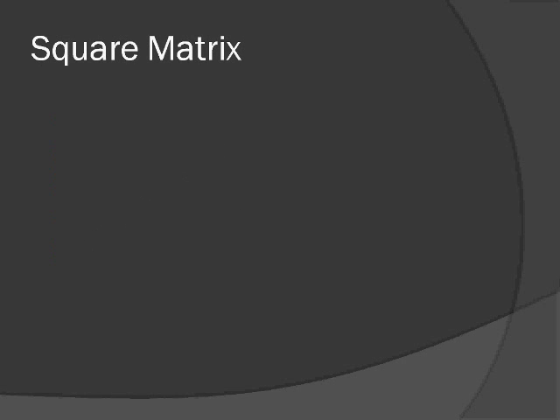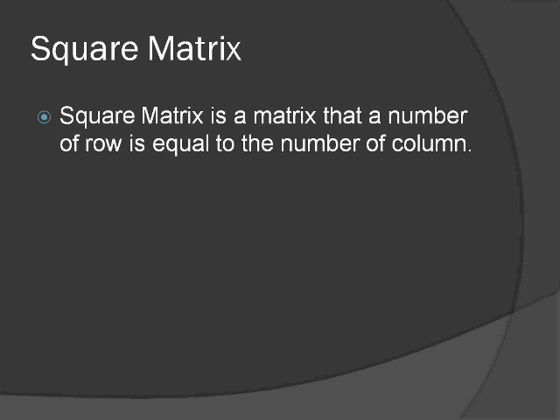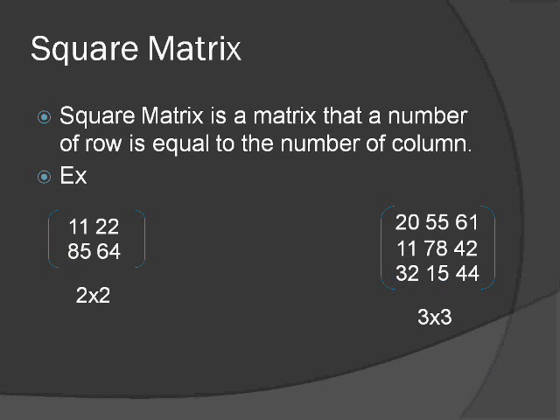A square matrix has the shape of a square. It has an equal number of rows and columns. For example, a 2 by 2 matrix, and a 3 by 3 matrix. Lastly, a 4 by 4 matrix.